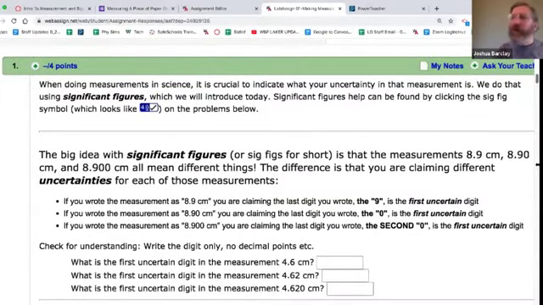So when doing measurements in science, it is crucial to indicate what your uncertainty in that measurement is. Every measurement, you got to tell us how uncertain you are. And you may be saying, oh no, you mean I got to do something extra for every measurement? You really don't if you are measuring with the proper precision. The way we do that is using significant figures. You can call them sig figs for short. We're going to introduce these today.